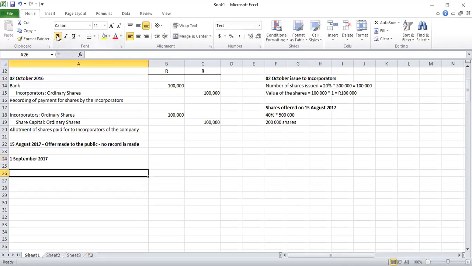When they apply for the shares, we debit the bank because money is received. That is 200,000 shares times 250 per share. What do we get? No, sorry, the applications were for 250,000. So when you advertise, you might receive applications that are more than the shares that you're offering, or you might receive applications for less. What do we get?